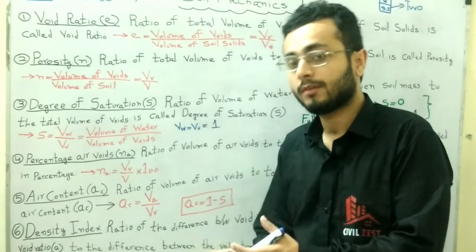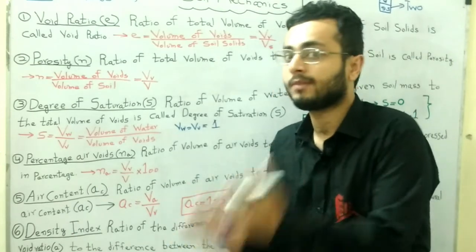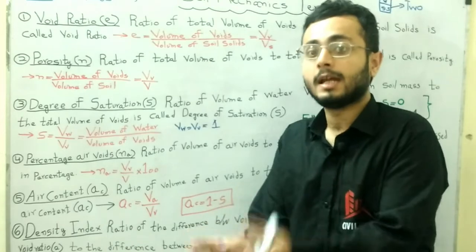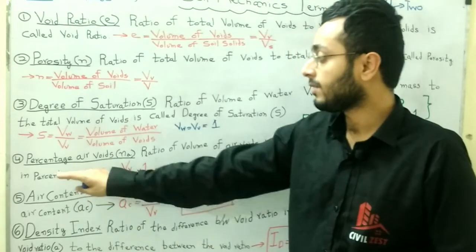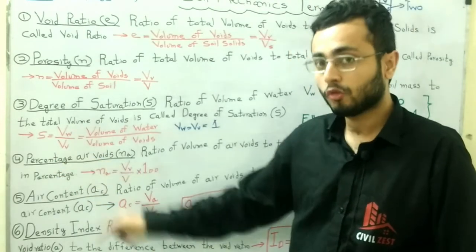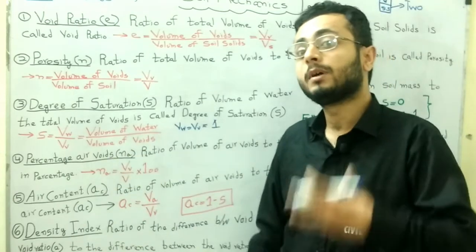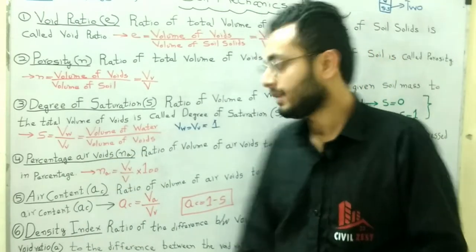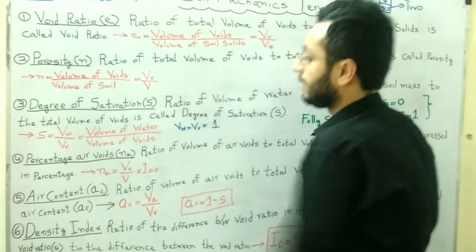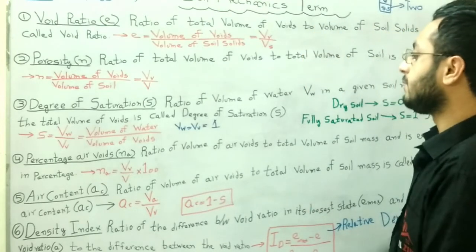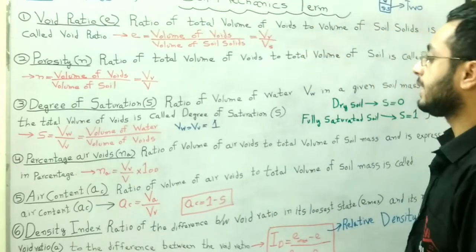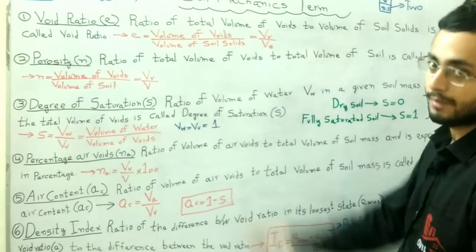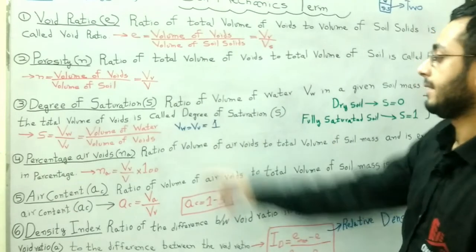There are some terms which are always expressed in the form of percentage, and one of them is percentage air voids, which, as the name shows, we express in the form of percentage. That's why we multiply by 100. So it is VA divided by V into 100, and all the voids are filled with air. We consider them in this case.